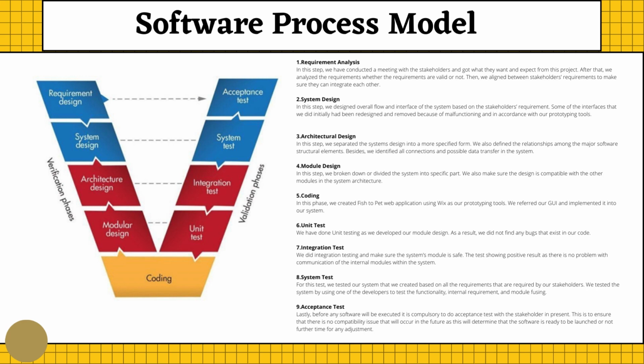This V model has 9 activities where it starts with requirement analysis, where we meet the stakeholders to get requirements of the project. Then we do the system design, where we design the overall system. Then architectural design, we identify all the connections and possible data transfer in the system. And then module design, we divide the system into more specific parts. Then coding, this is where we build the system using Wix.com.